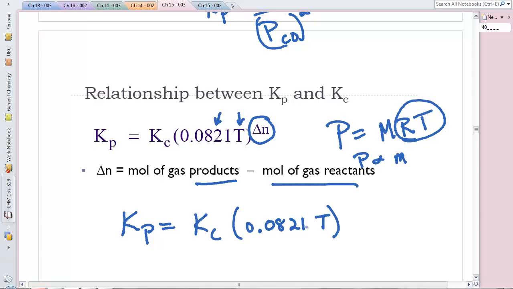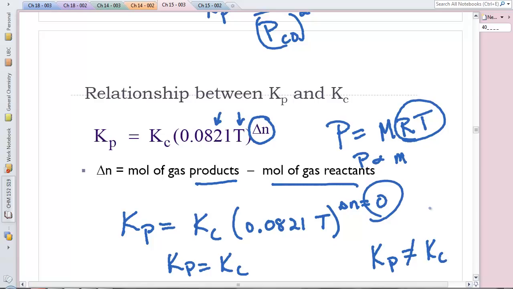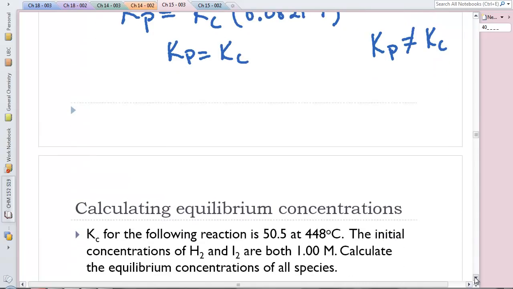When is that? Yeah, when our delta n is equal to 0. So if we have the same number of moles of gas product and gas reactant, our delta n is 0, and 0.0821 T to the 0th power is just 1, and Kp will equal Kc. Otherwise, if there's a difference in the number of moles of gas product and reactant, Kp will not equal Kc. So in general, more often than not, Kp does not equal Kc. They're only equal if the change in moles of gas is 0 in the reaction. All right, I think that's all the notes I need to do here.